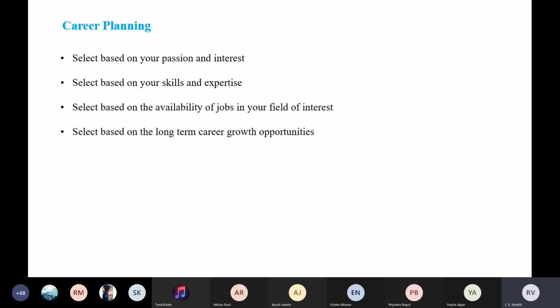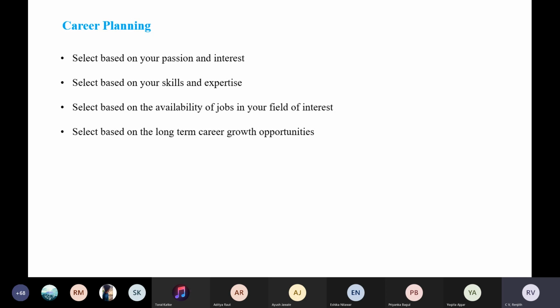And when you're choosing the domain, you also need to think about the availability of jobs in that particular domain. This is very important, because sometimes you may choose a domain which has very limited opportunity, so you need to really think about that. And the last thing is also very important.